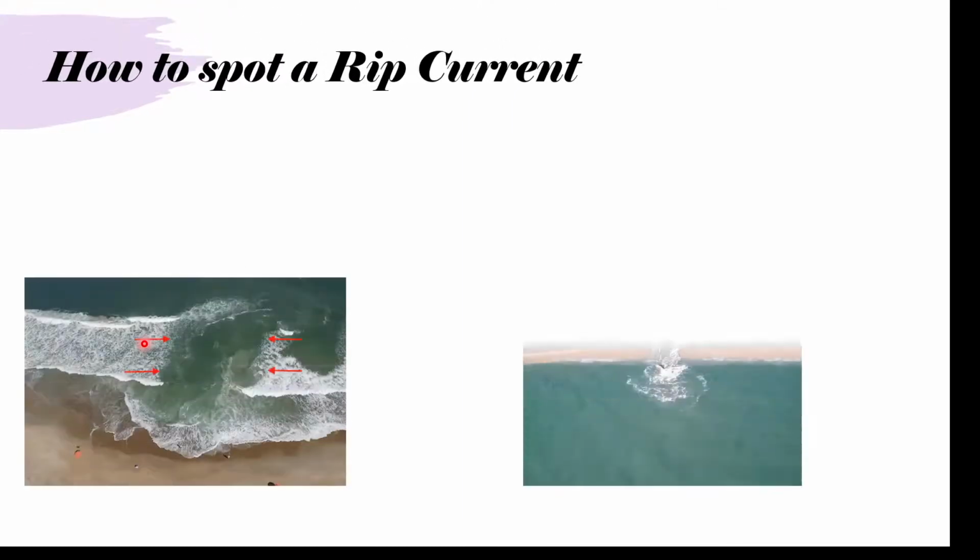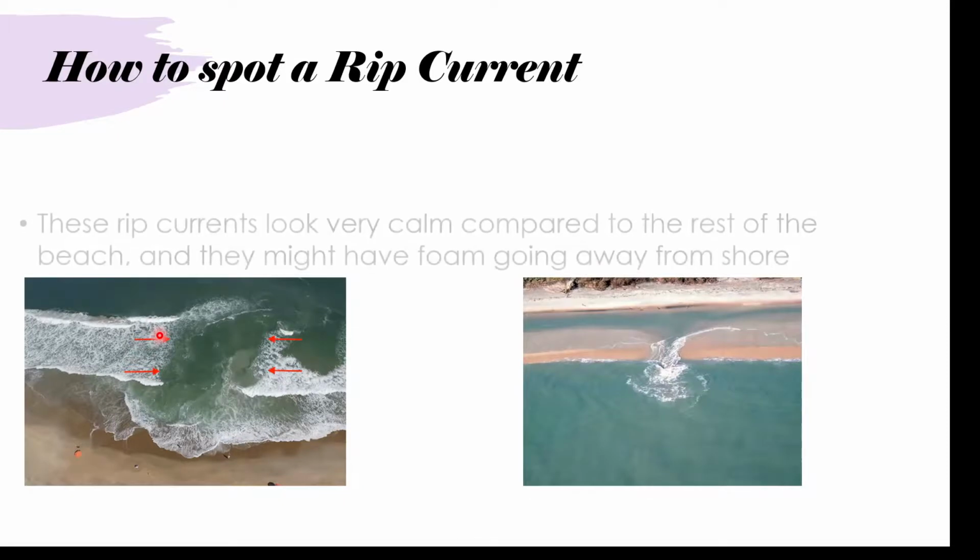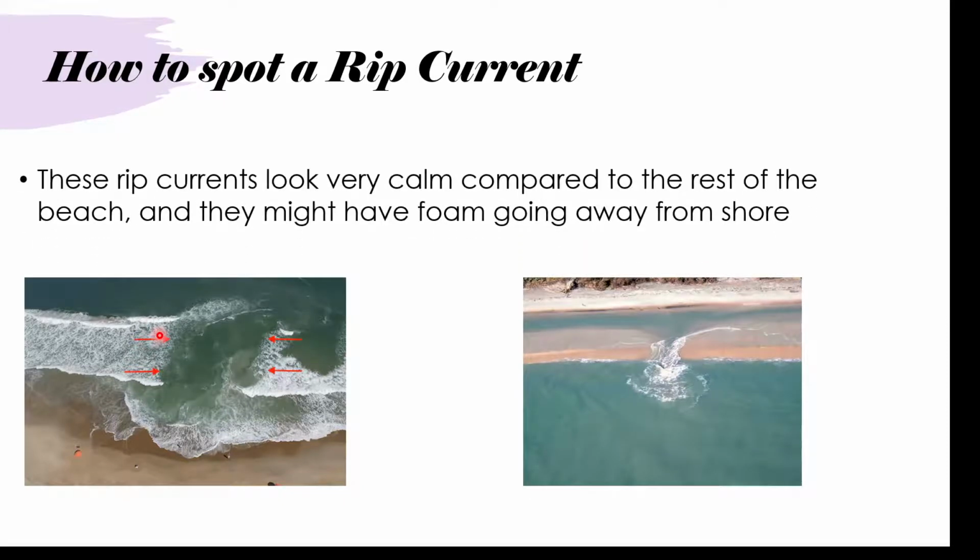So how would you spot a rip current? That's very easy, but it takes a trained eye. These rip currents look very calm compared to the rest of the beach, and they might have foam going away from the shore instead of going to the shore.